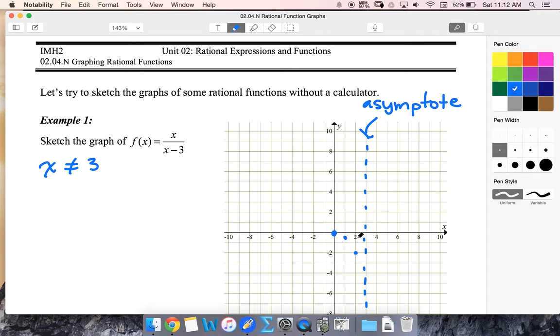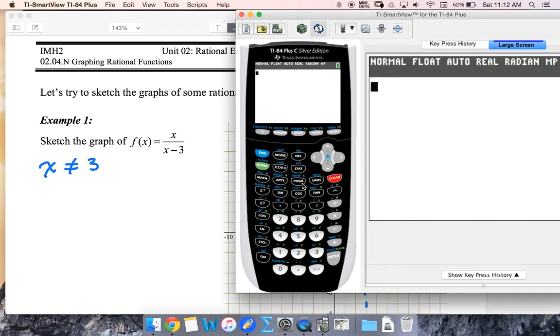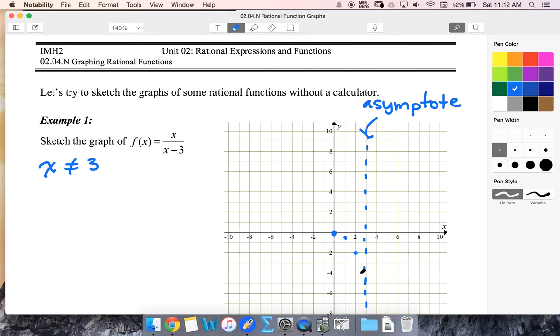If I plug in 2.5, so let's come here. So 2.5 divided by 2.5 minus 3, which is -0.5, is going to give me -5. And the closer that I get to this 3, I'm always going to have a decimal because I'm always going to be putting in numbers less than 3, and that decimal is always going to be negative. But dividing by a decimal makes a number bigger and bigger. So I'm going to be heading towards -infinity down on this side.